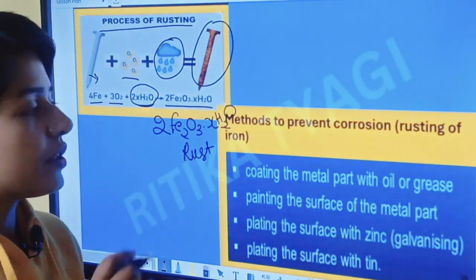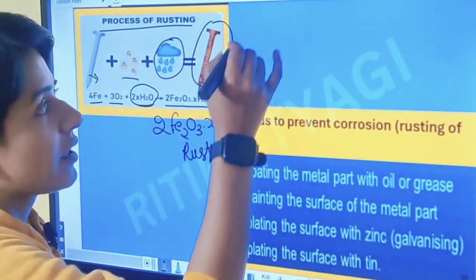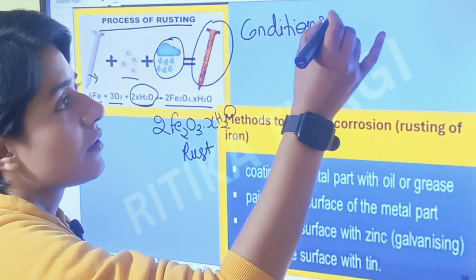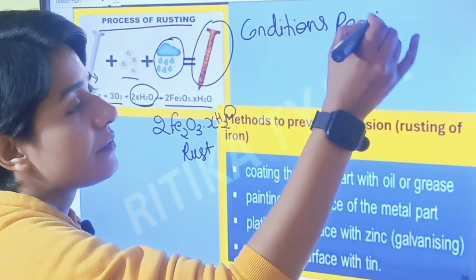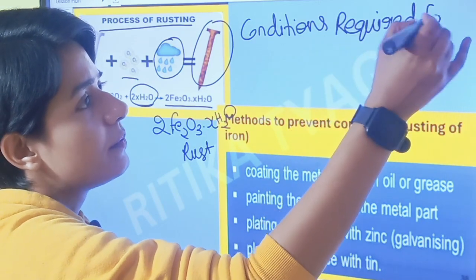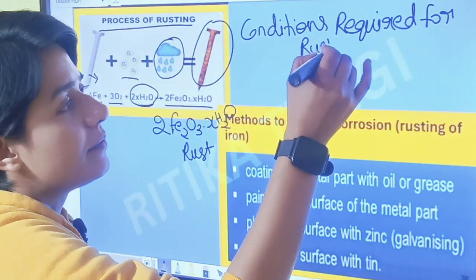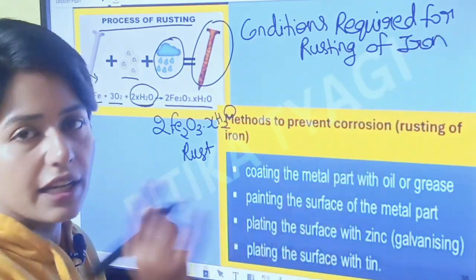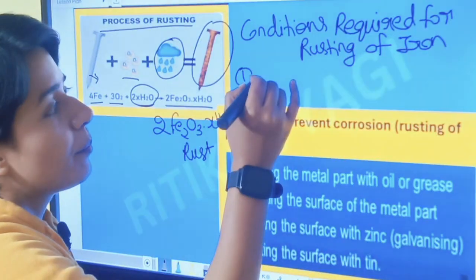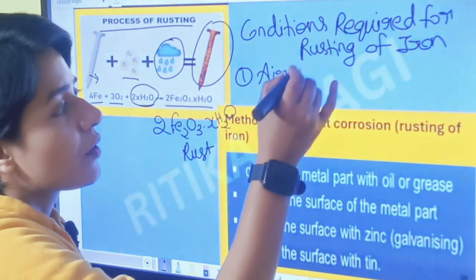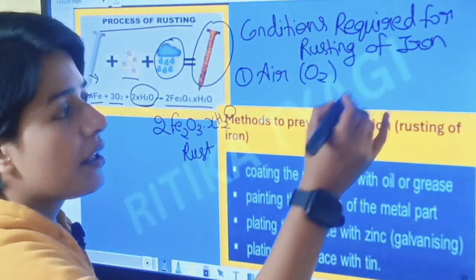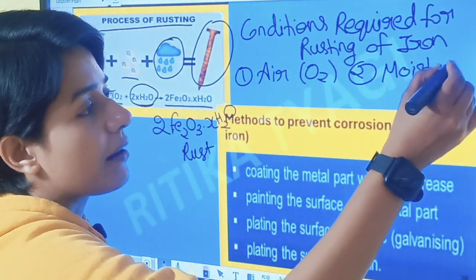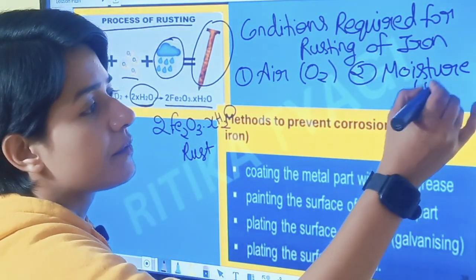Two major conditions are required for the rusting of iron. Iron rusting के लिए two major conditions: there must be presence of air or oxygen. The next condition is moisture, damp air, that is water.